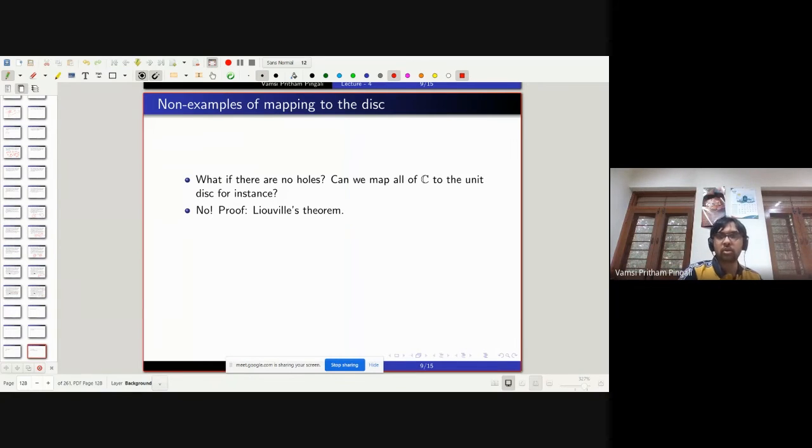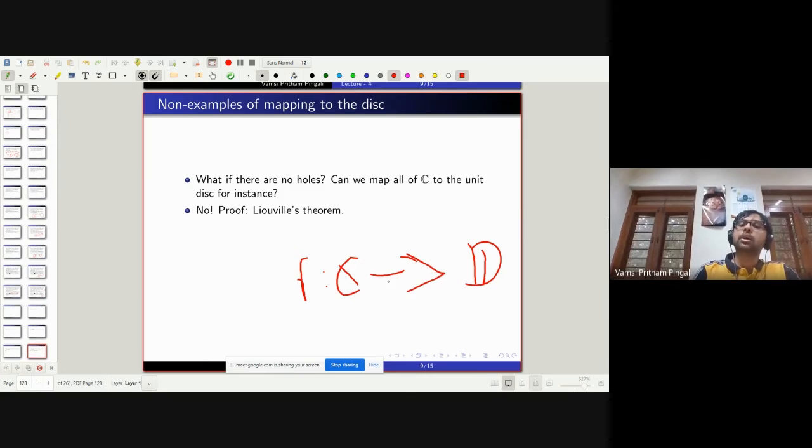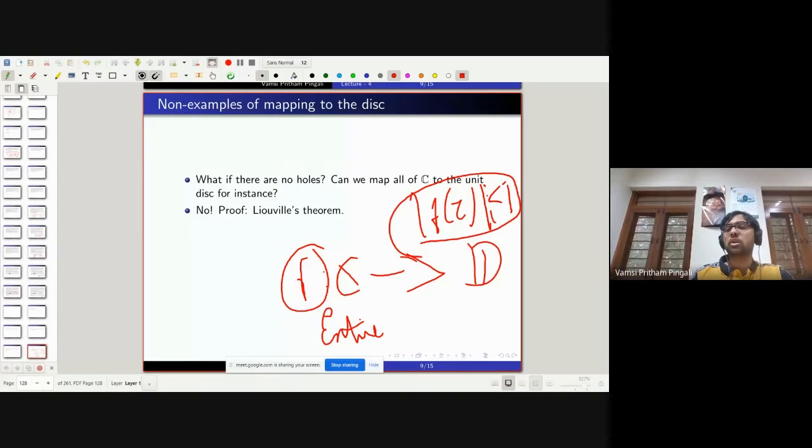Because suppose you can map all of C to the unit disk by means of a conformal map. In particular, this is a holomorphic function, so it's an entire function, and its image is surely bounded, and a bounded holomorphic function is a constant, but we said it's a conformal map, so it's one-to-one. So that's the problem. Okay, it's non-constant.